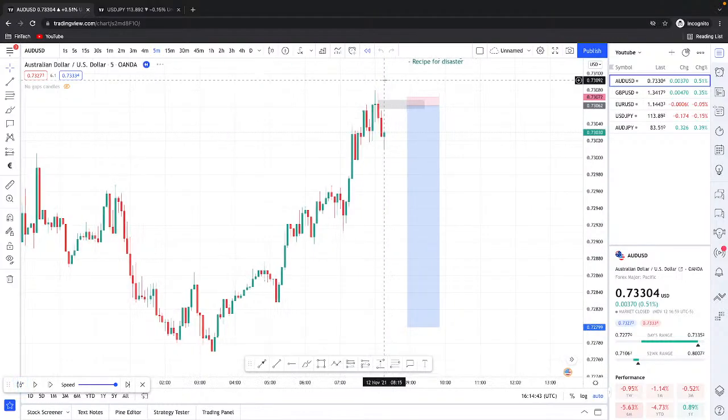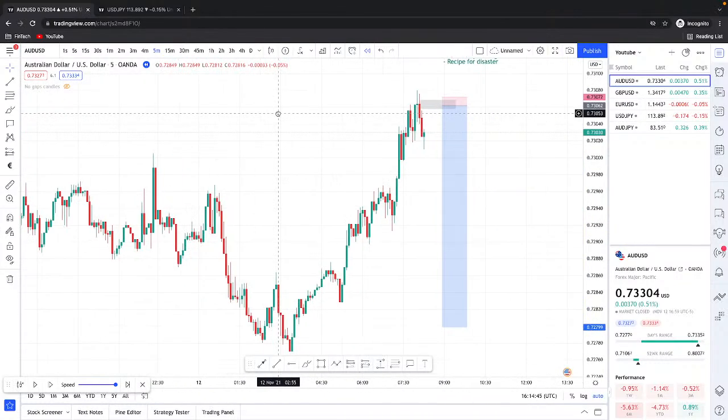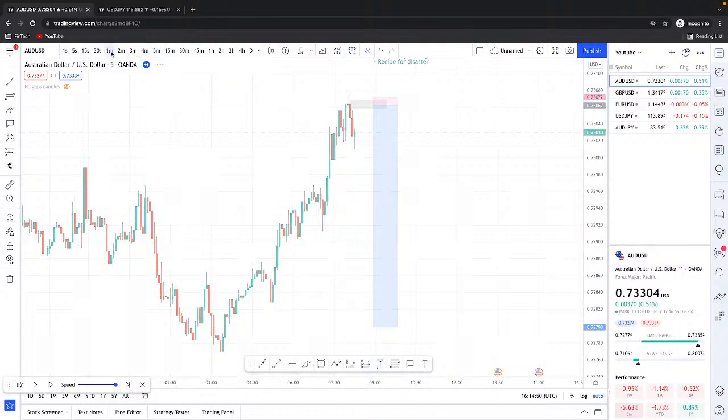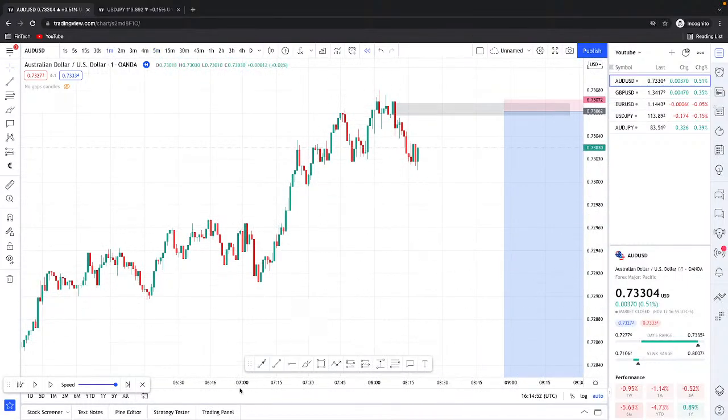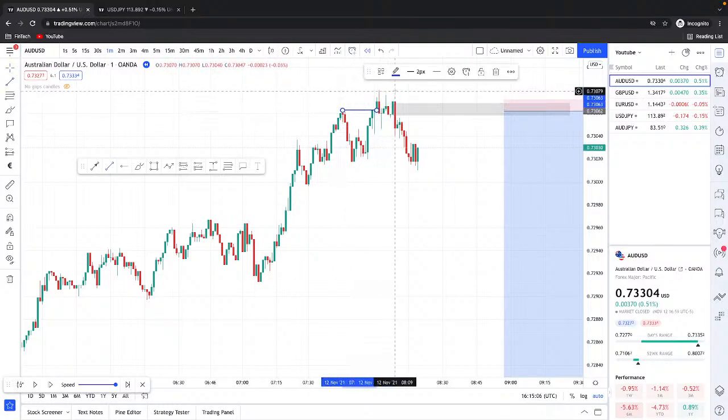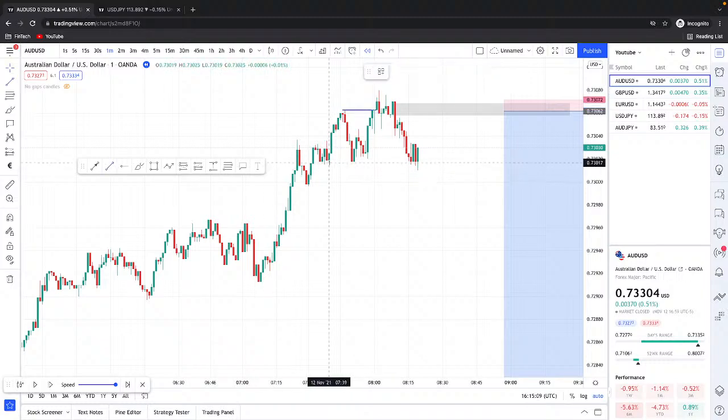So here's the thing. I wake up in the morning at 7 o'clock here, and London opens at 8 o'clock my time. When I wake up in the morning, what do I see here? I see we have the break of structure to the upside, mitigation of the last order block, which caused this break of structure. That's what I saw.